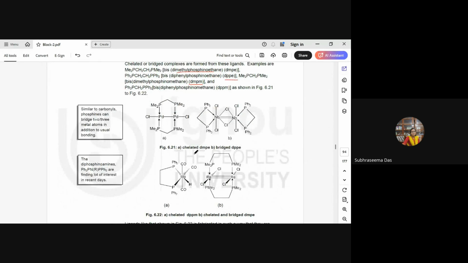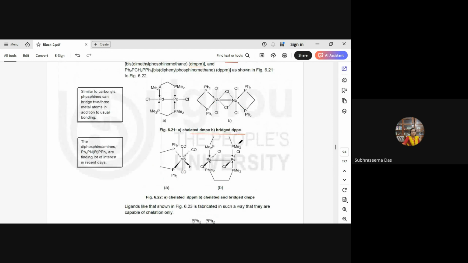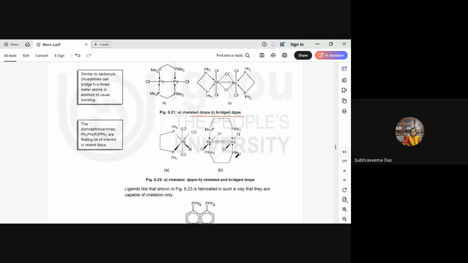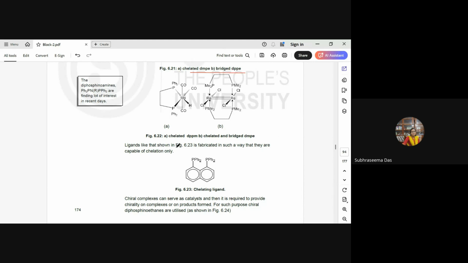You can see the structure of DMPE, the structure of DPPE, and this is the chelated DPPM and the chelated and bridged DMPE. So this is when we have a diphosphine ligand. Mostly chelation, or the bridged complexes, are formed because they are bidentate in nature. The ligands shown in figure 6.23 have been prepared in such a way that they will form only chelates, that is, only bridged complexes.